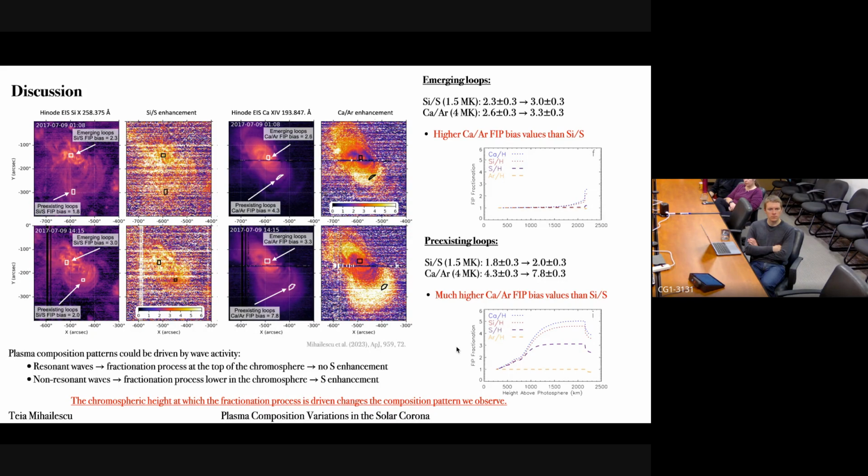And that also means that in theory, we could use the composition pattern we observe to work our way back to understanding where the fractionation process is driven in the chromosphere to explain that composition pattern, and then maybe eventually even work out some of the properties of these waves, to be able to characterize them.